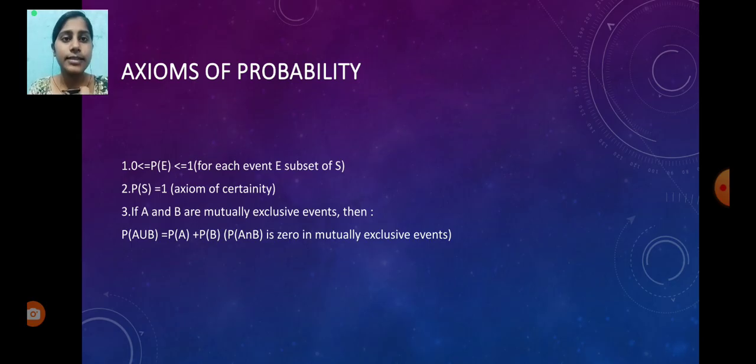Let us discuss about axioms of probability. Statement 1. 0 less than or equal to probability of E less than or equal to 1, for each event E that is a subset of S. Probability of sample space is equal to 1. This is also known as axiom of certainty. If A and B are mutually exclusive events, then we can give probability of A union B as probability of A plus probability of B. Here, probability of A intersection B is 0 because it's mutually exclusive.